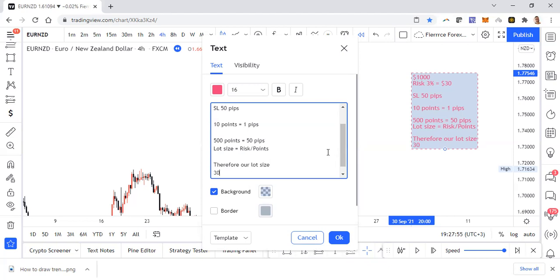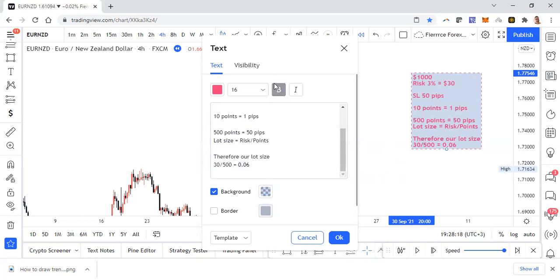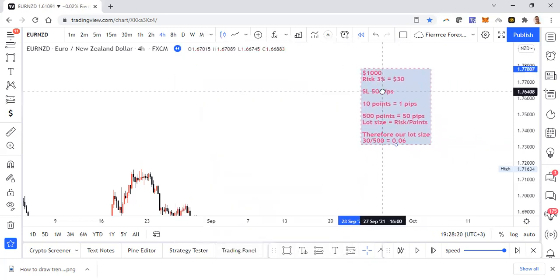The risk is 3%, so $30 divided by 500. Let me do that calculation, and that will give us 0.06.